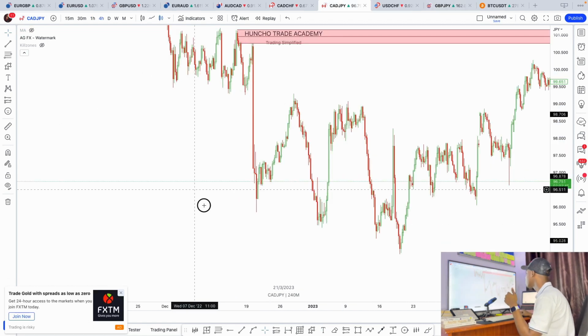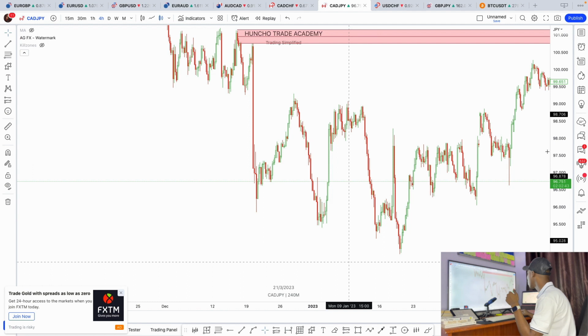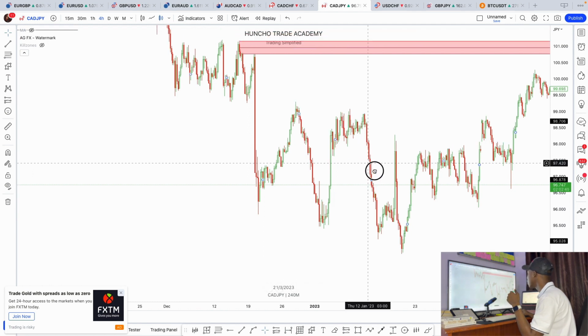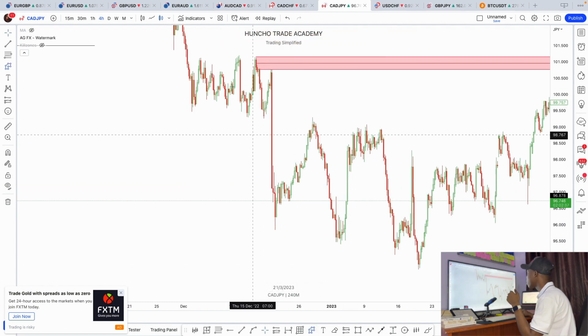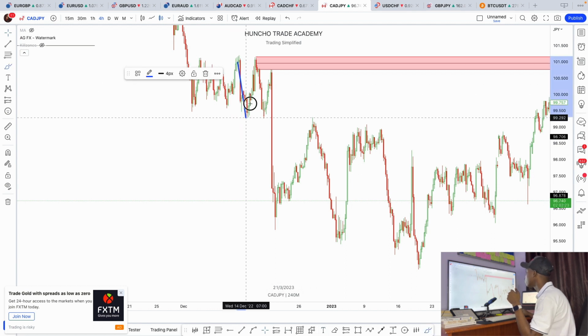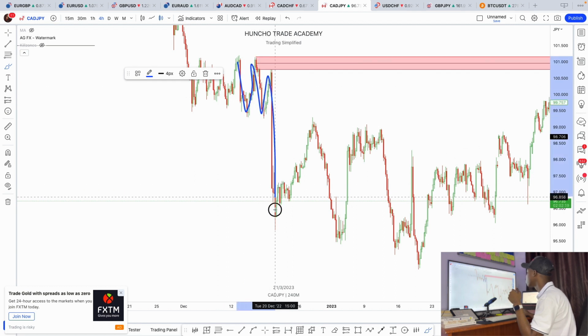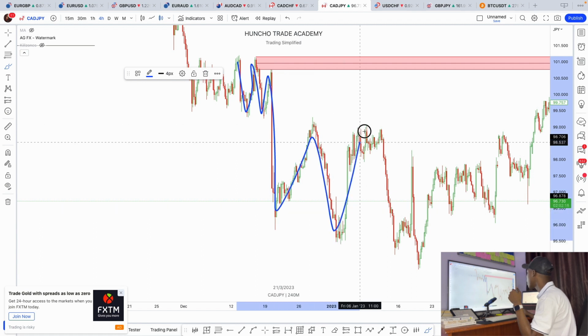So you can see that price is giving us a series of lower highs and lower lows in this market condition, right? At this point, price was giving us a series of lower highs and lower lows. Lower high, lower low, lower high, a big push to the downside to give us another lower low, lower high, lower low, lower high, lower low.